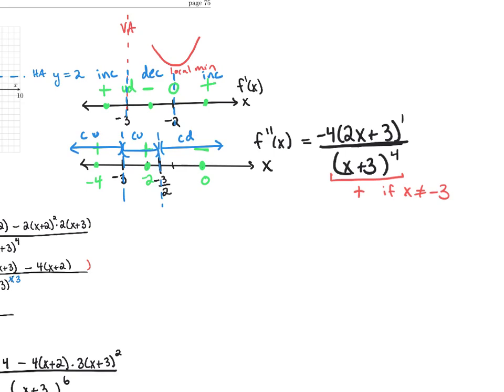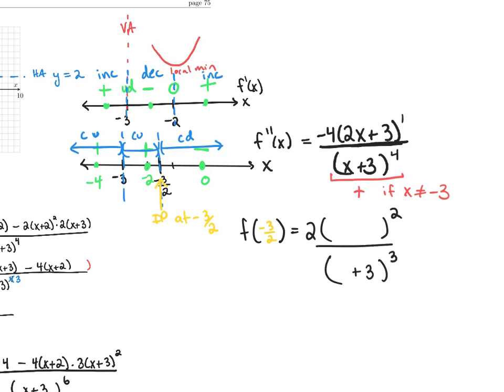We do have an inflection point anywhere the function changes concavity. So we're going to have an inflection point at negative 3/2. We already, back when we talked about the first derivative, found the value of our local minimum by plugging negative 2 into the original function. So similarly, we need to plug the x-coordinate of our inflection point into the original function. So f at negative 3/2. Now remember, the original function was the square of x plus 2 over the square of x plus 3. So I'm putting negative 3/2 in here and negative 3/2 in here.